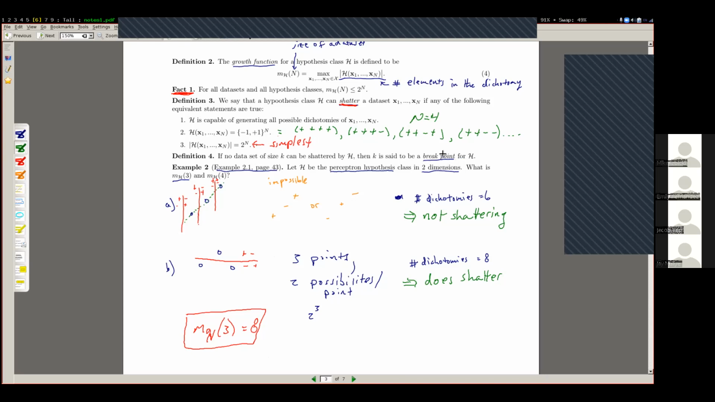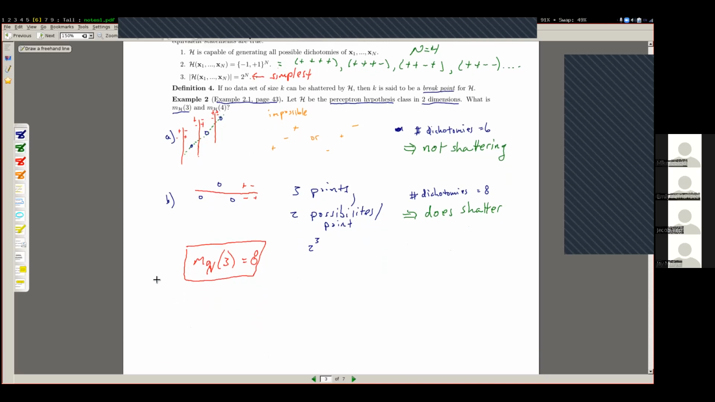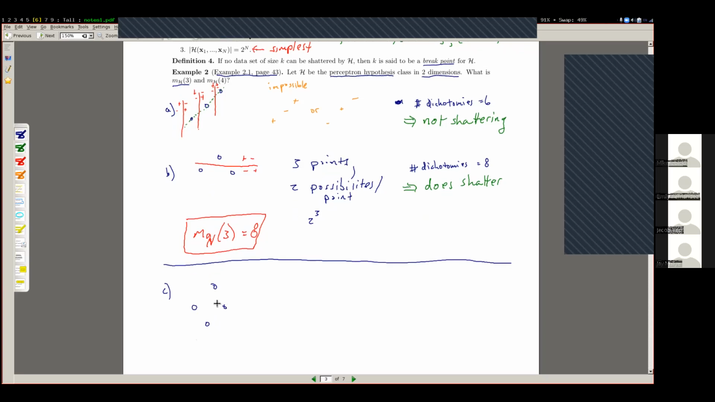Okay, before we go on to this idea of breakpoint, I want to take a look at this m_H of 4 value. So we'll have a data set right here that has 4 data points in it. And no matter what 4 data points you select, there's always going to be some particular point that you can't classify.